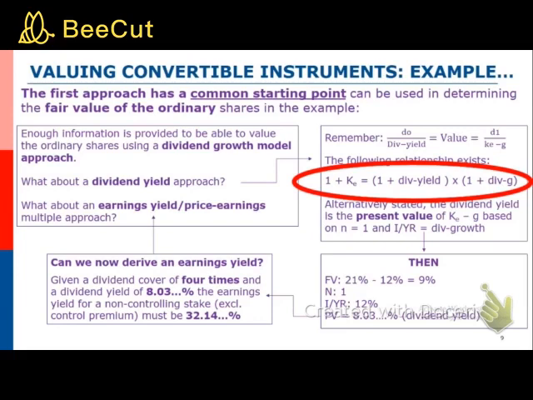Right, so that's a mathematical relationship. Just below that, I have given you, from a financial management and a financial calculator perspective, an easier approach to understanding this relationship. Alternatively stated, the dividend yield is the present value of KE minus G. Now, why is that the case? From that very first statement, where I said the dividend yield applied to D0 must give you the same answer as D1 over KE minus G.